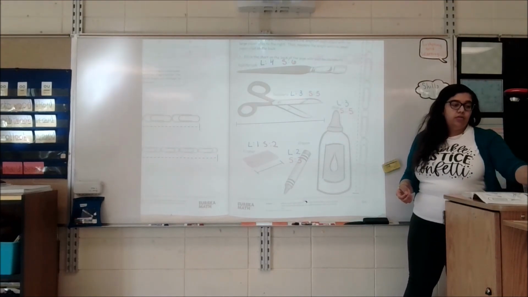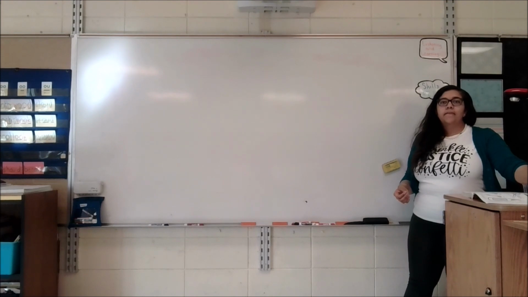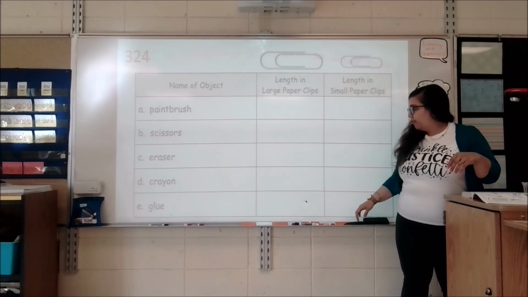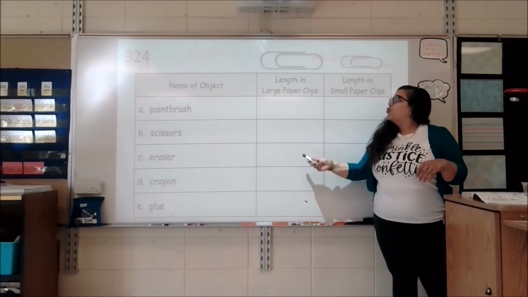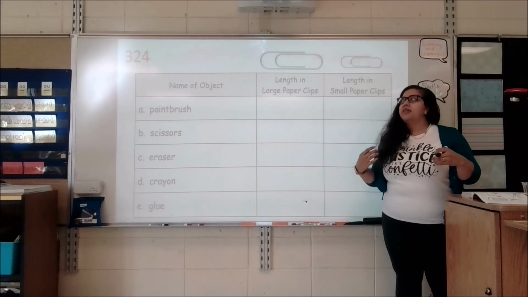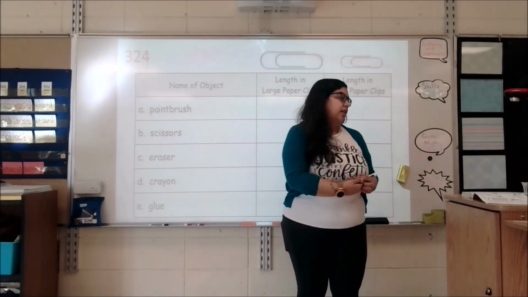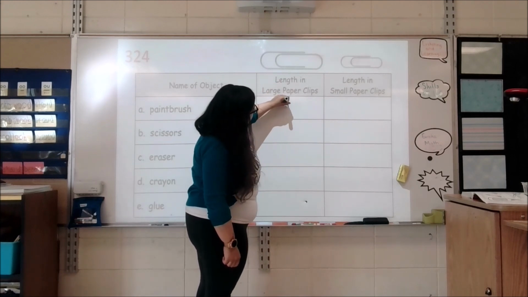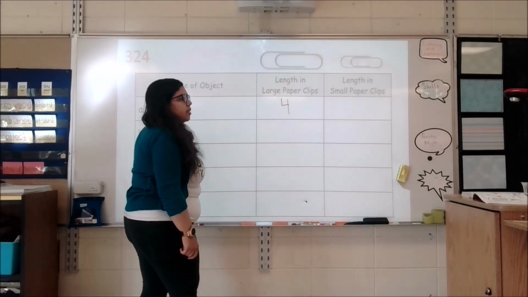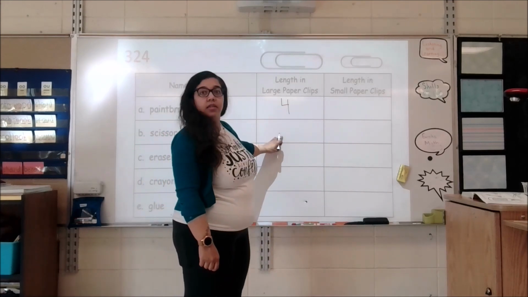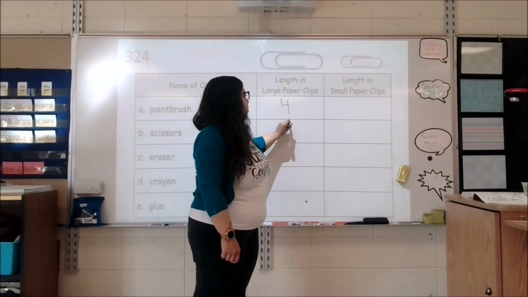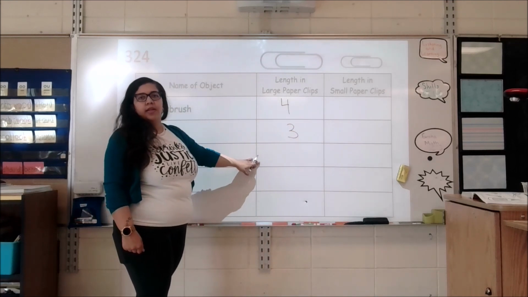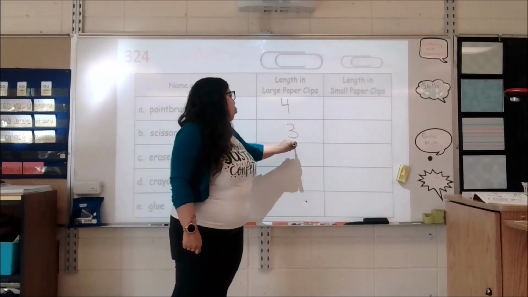Let's go back to the back side of that page in your book, page 324, and my grid here. And let's write down the lengths of each object. So the paintbrush, the length in large paper clips was 4. Good. The scissors, the length in large paper clips was 3. The eraser, the length of the eraser in large paper clips was 1.